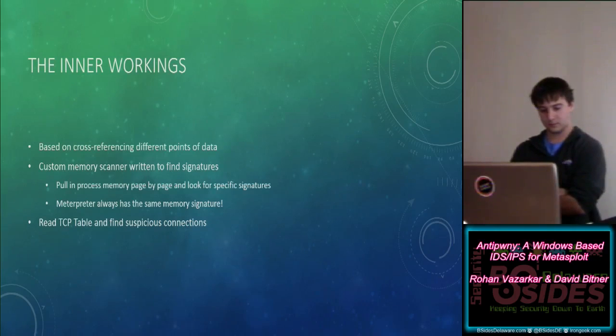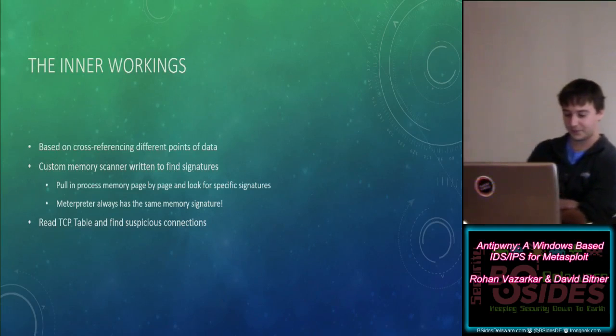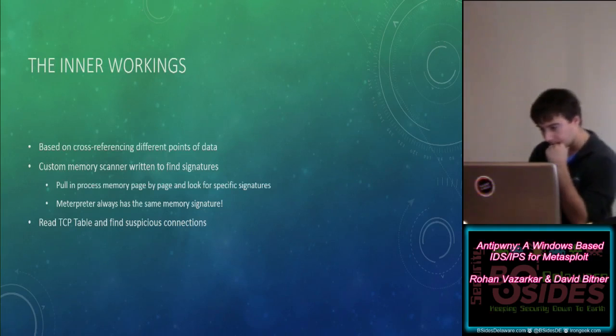As I mentioned a little briefly, Meterpreter does not ever touch the disk in its regular format. So we actually pull in the memory of every single process on the system in our own program, and we scan it. And we look for a very, very specific signature, which is always the same no matter what you do with Meterpreter. We also do fun things like we read the whole TCP table and we try and find anything that looks suspicious. We cross-reference that with the Meterpreter we found. If there is something that looks like Meterpreter connecting out on a very, very high port to a random IP address, that's usually a good sign something is wrong.